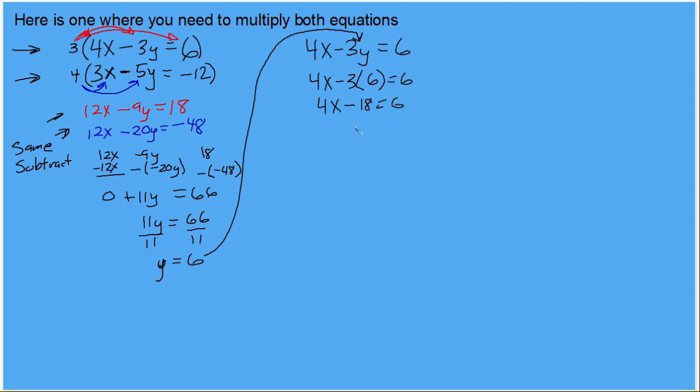Add 18 to both sides. And I get 4x is equal to 24. Divide both sides by 4. And I get x is equal to 6. So my answer is, in parentheses, 6, 6.